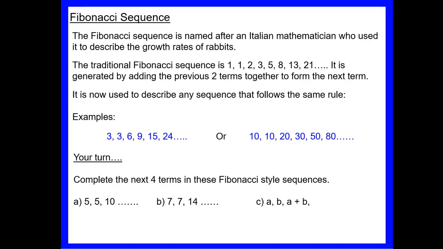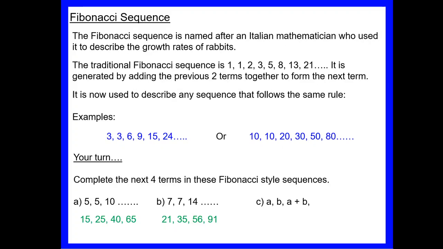Okay, so the first one, 5, 5, 10, so 5 plus 5 is 10. So our next number will be 5 plus 10, which is 15, then 25, then 40, then 65. For the next one, we've got 7, then 7, then 14. So we've got to do 7 plus 14, which is 21. Then 14 plus 21 is 35, then 56 and 91.